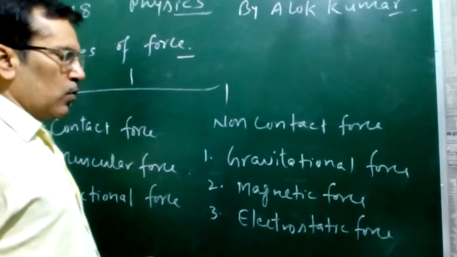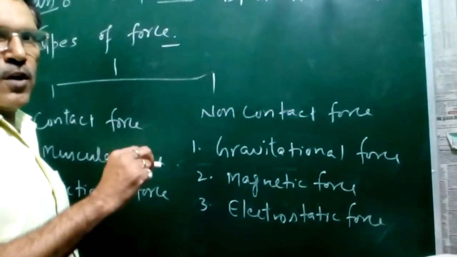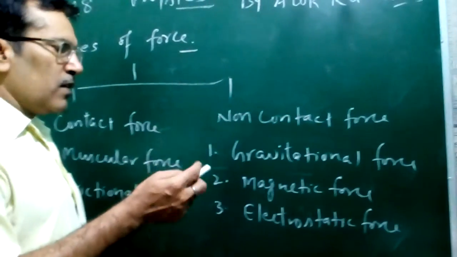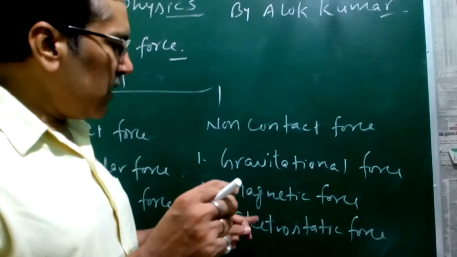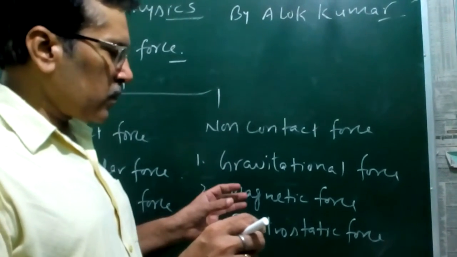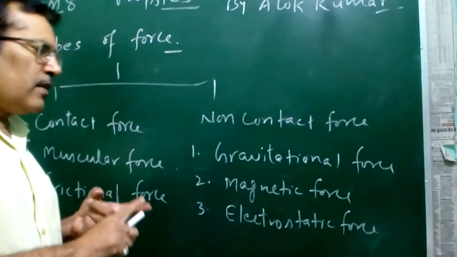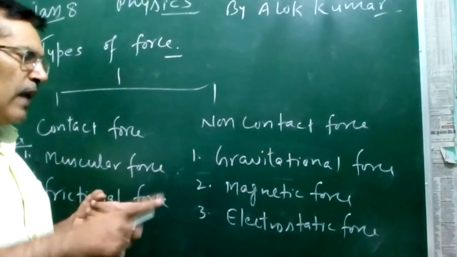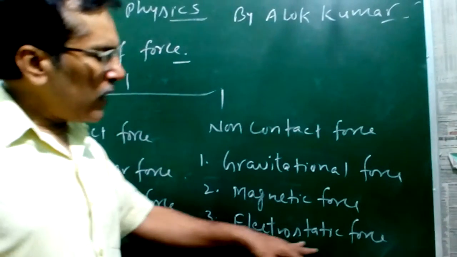Third is the electrostatic force. This force develops due to the development of charged particles. When positive and negative charges are produced upon bodies, each body exerts a force upon the other body. Like charges repel each other, while unlike charges attract each other. So here the force developed is called electrostatic force.